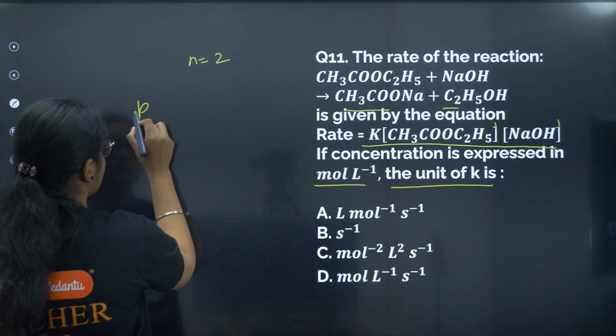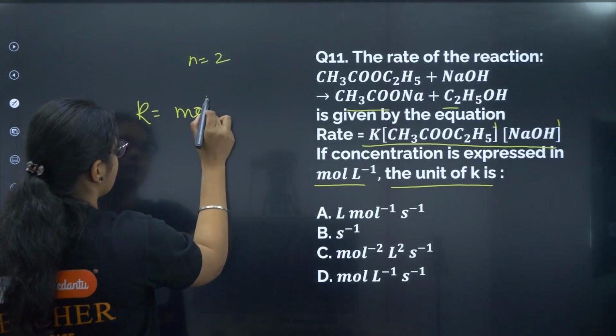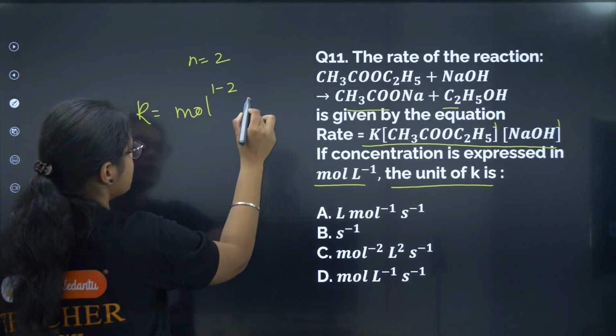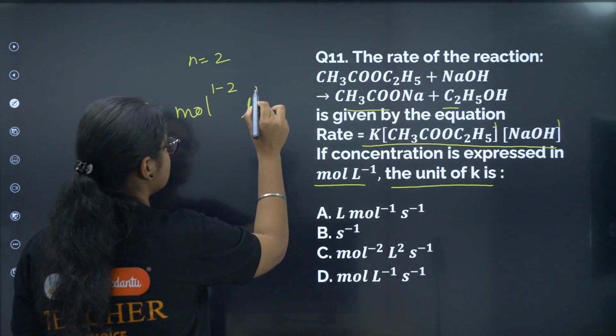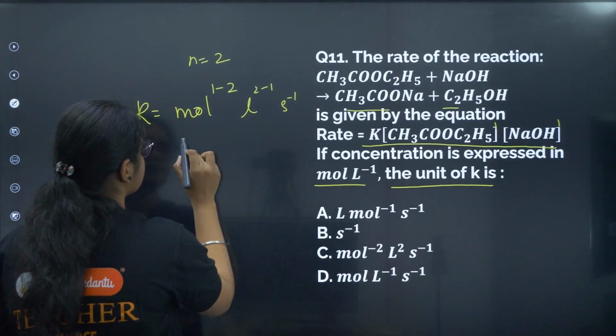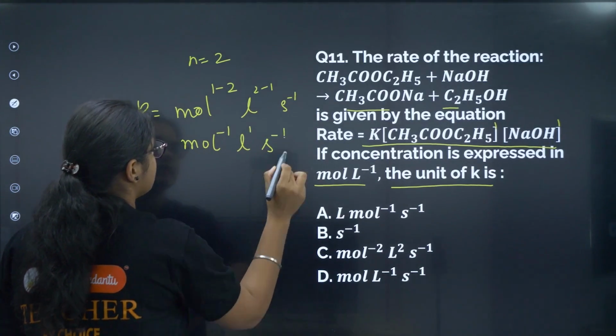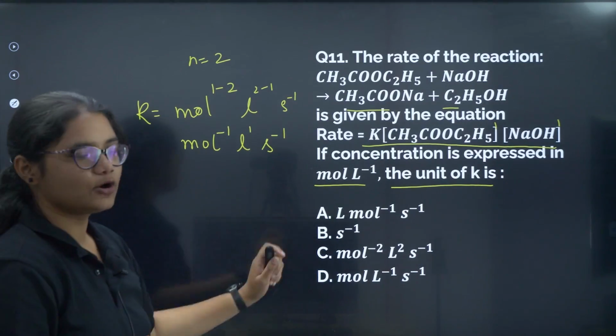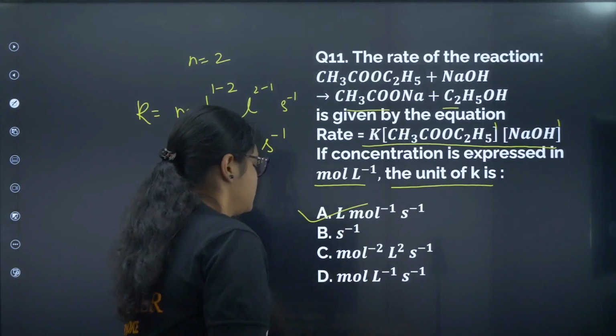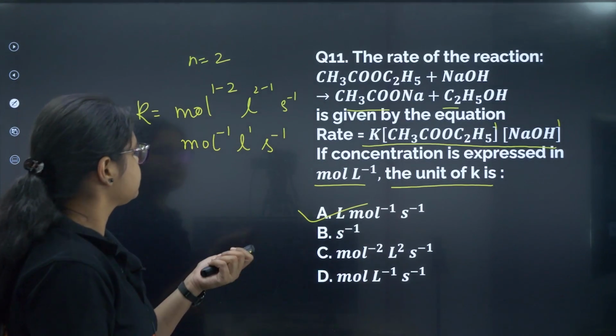Now the unit of K, I just told you the formula, is mole^(1-n), so 1 minus 2, liter^(n-1), so 2 minus 1, then second inverse. So I'll get mole^(-1) liter^1 second inverse. So the correct answer for this is option A. This is also an easy question.